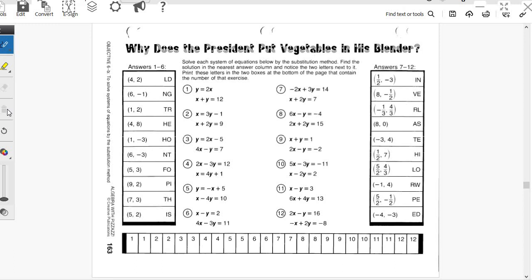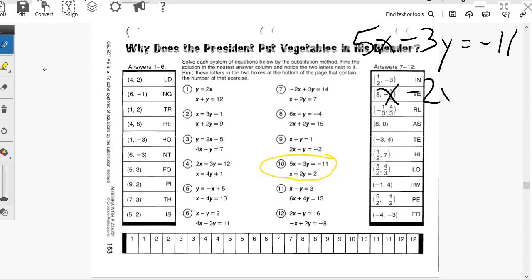Next, I am going to work on number 10. Okay? Number 10 looks difficult, but it's not bad. I'm telling you, just follow the steps. Okay? So let me do 10 on this side. We have 5x minus 3y equals negative 11. And x minus 2y is equal to 2.